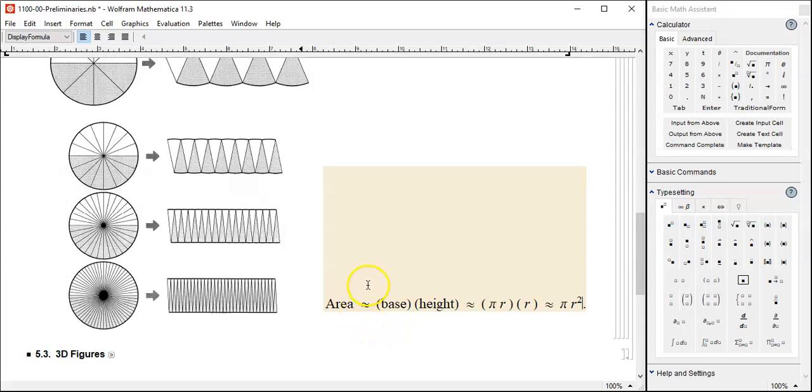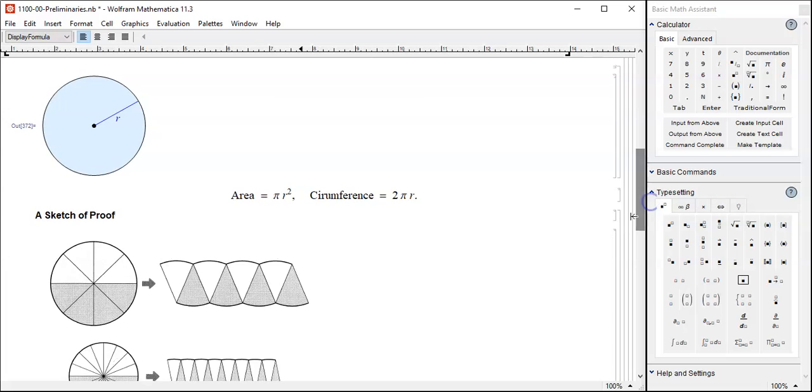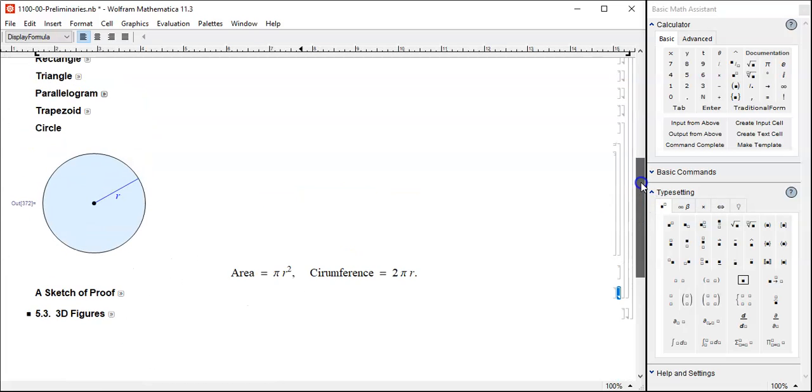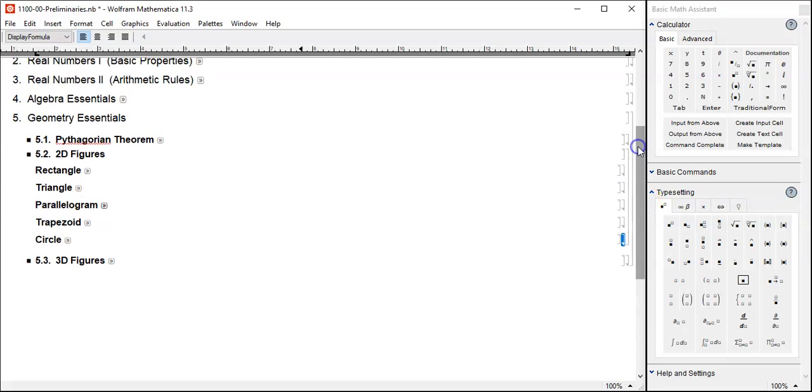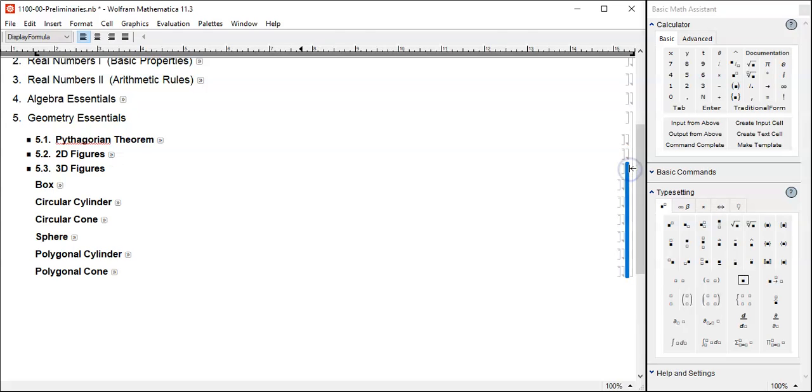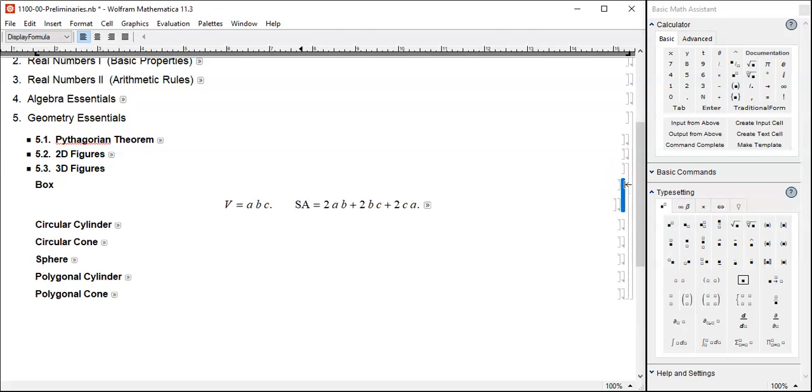Well, how do we change this approximation into precise equality? That's a good question, but we cannot answer that precisely yet. We're going to do it in calculus. Okay, so much for 2D figures. And how about 3D figures?